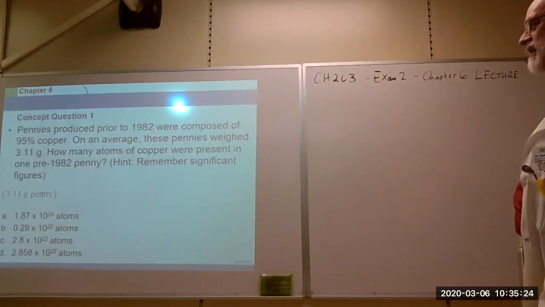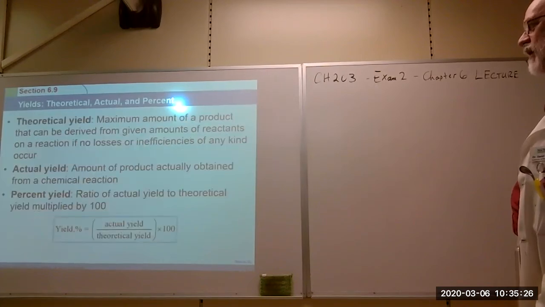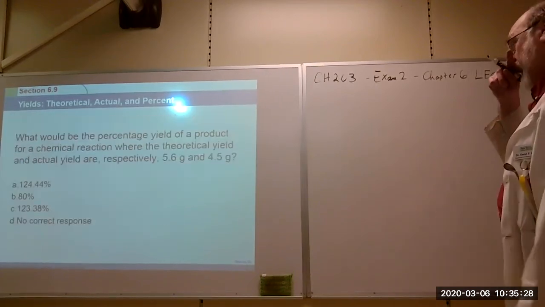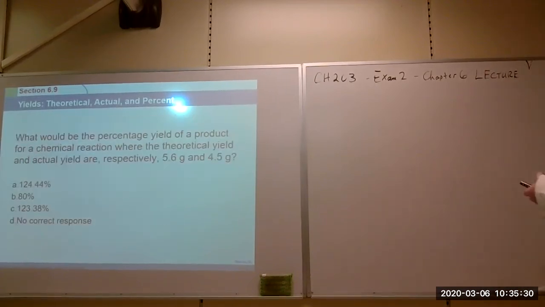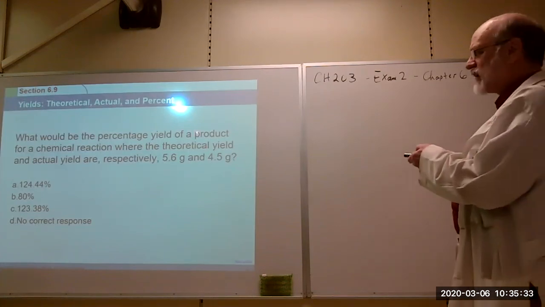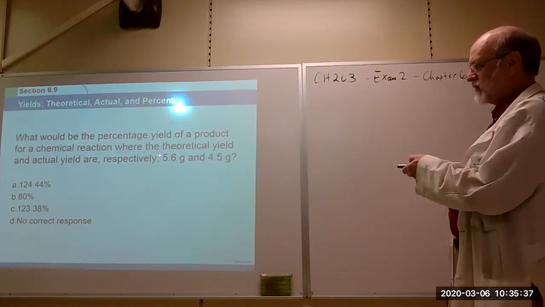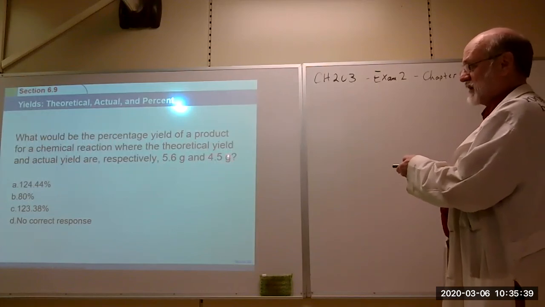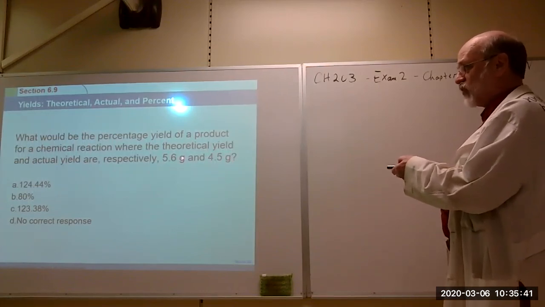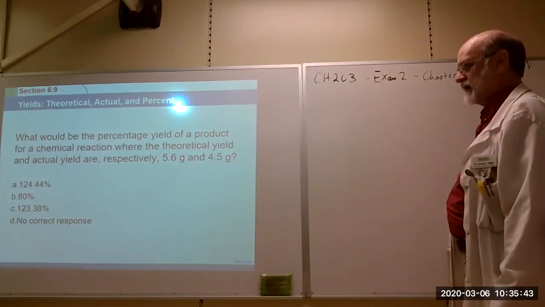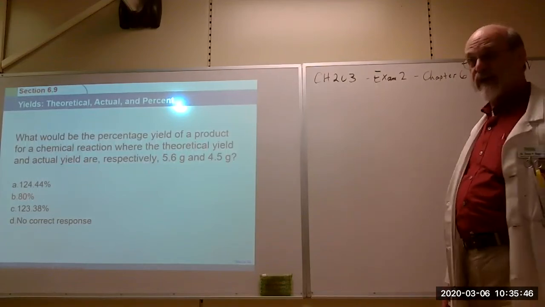Let's see, where am I? I went too far. Here we go. Okay, so what would be the percent yield of a product if the theoretical yield and the actual yield are this? That's the theoretical, and this is the actual. You just take 4.5 divided by 5.6 times 100, and it's about 80%, which is not bad.